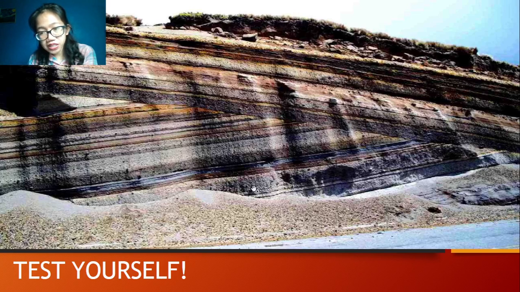Okay, so obviously, if you look at the picture, this is a cliffside near the ocean. So here's the water, here's sand, and then just beyond the sand is your angular unconformity.